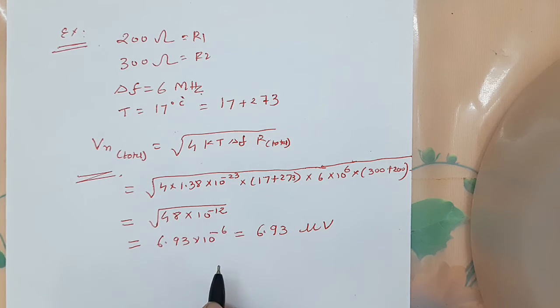Now we discuss the next topic, addition of noise due to several amplifiers in cascade. For this purpose, we use this figure.